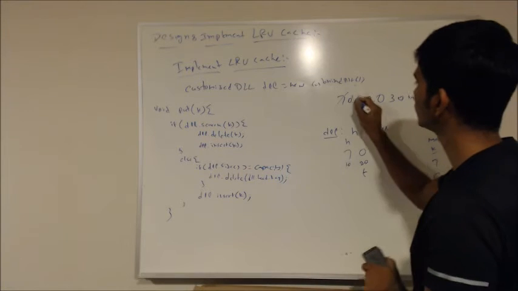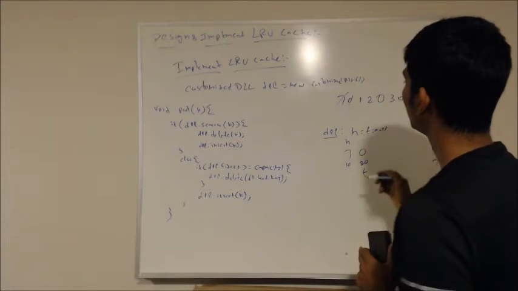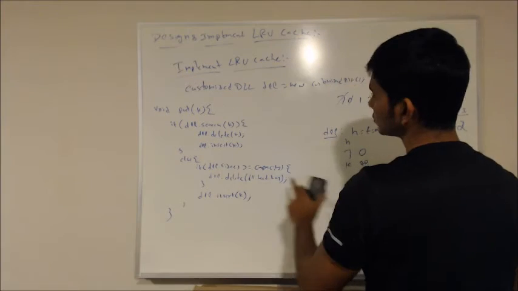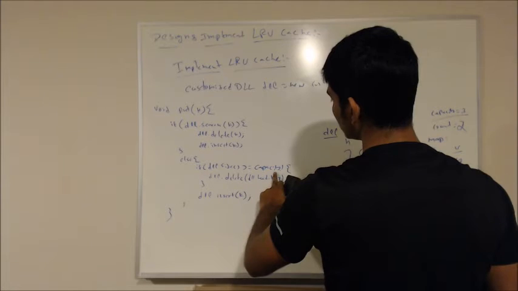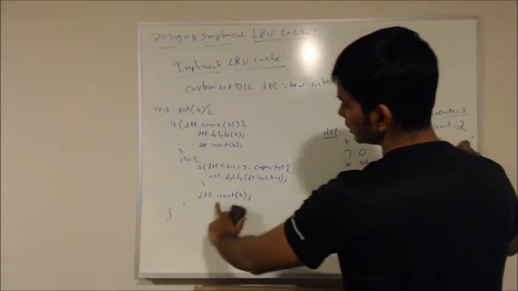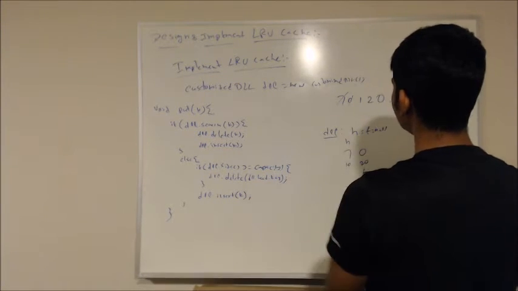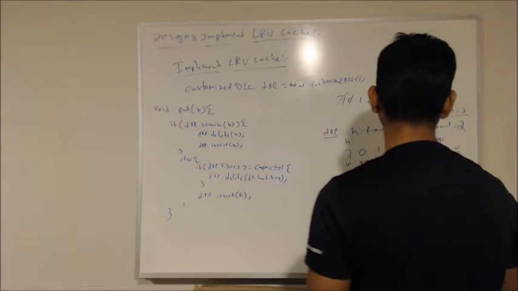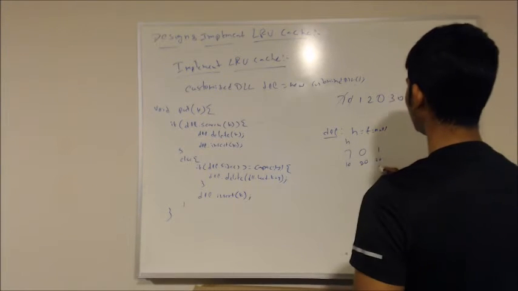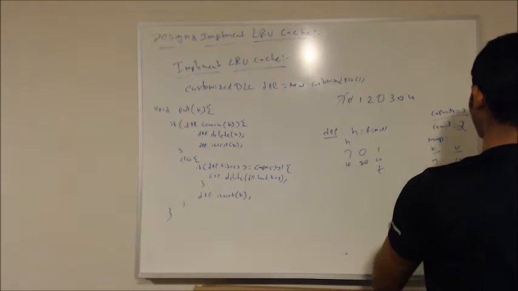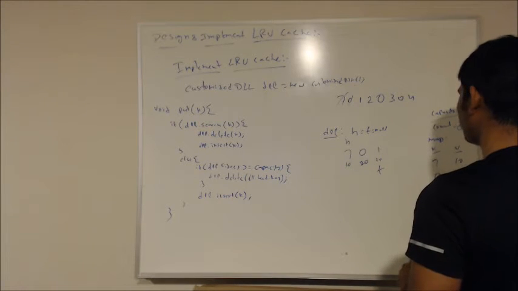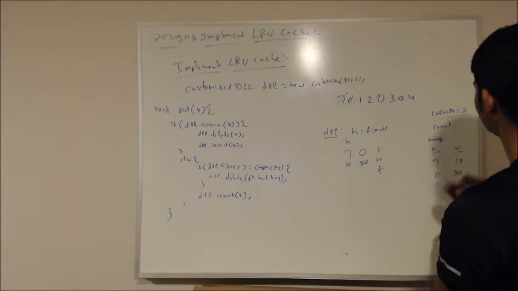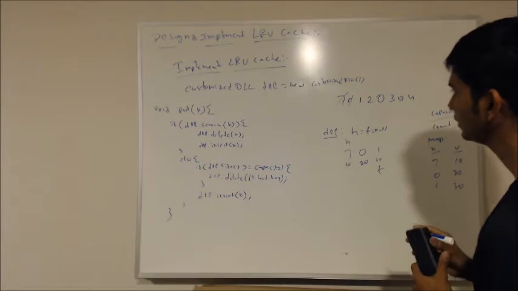Let's say that now 0 is done. Let's call put on 1. Again we check whether our DLL contains 1. No. Has our size reached the maximum capacity? No. Then we'll go ahead and insert 1. To insert 1, we will put 1 here. Let's say that its address is 30, and then we update our tail to the last node, and we put this entry in the map, 1 and 30, and our count is incremented by 1.